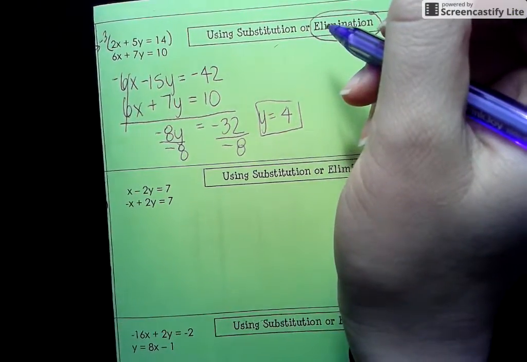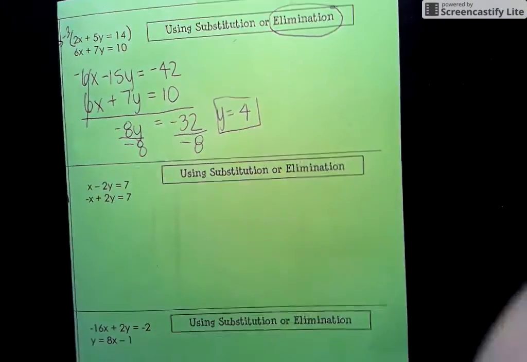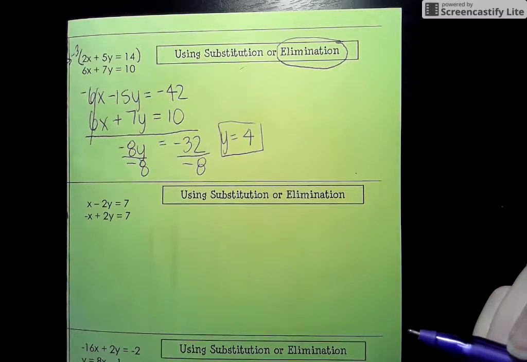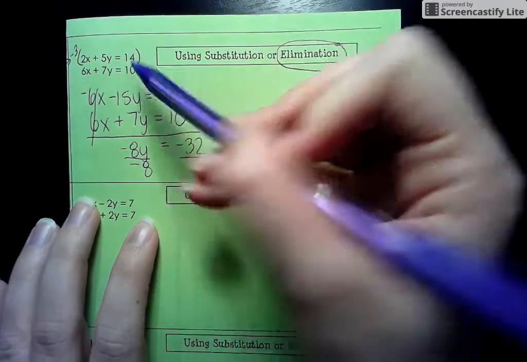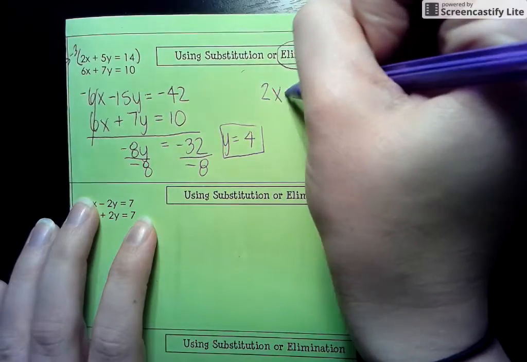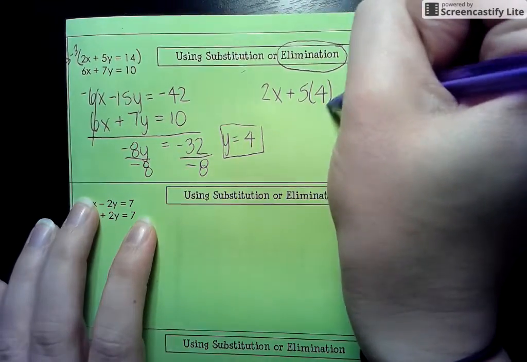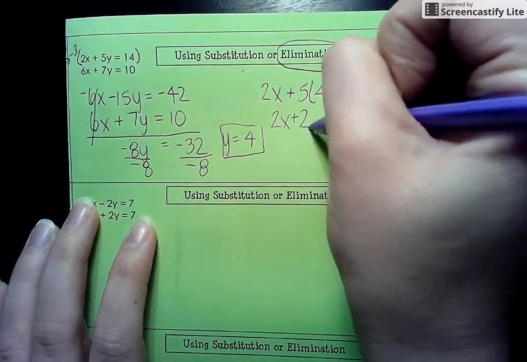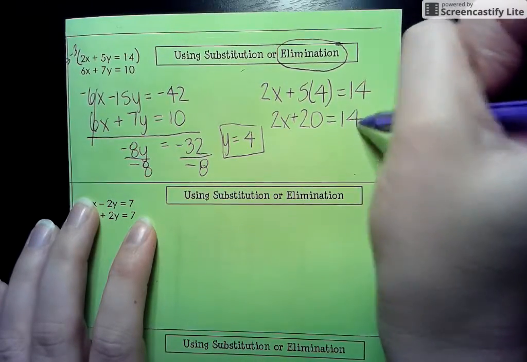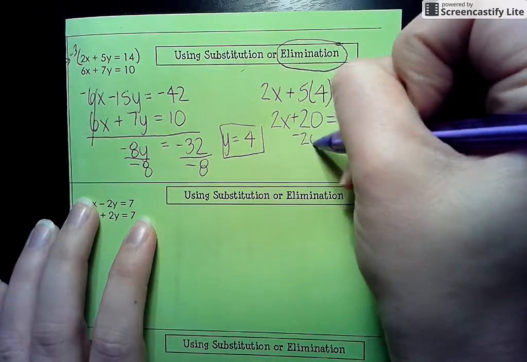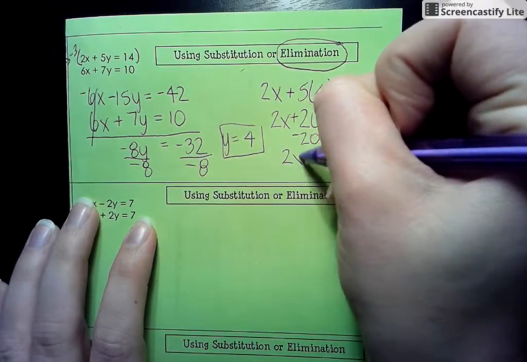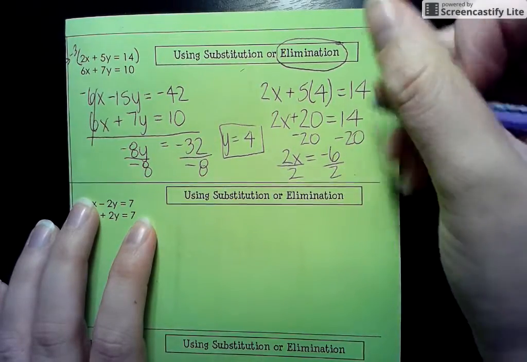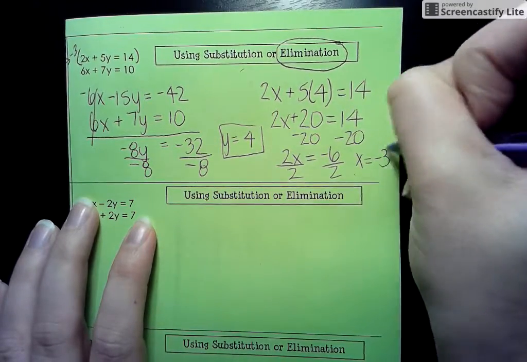From there, I'm going to take one of the equations and put 4 back in for y. I'm going to take this top equation. So I have 2x plus 5 times 4 is equal to 14. 2x plus 20 is equal to 14. I'm going to subtract 20 on both sides, so I get 2x is equal to negative 6. Divide by 2 on both sides, so I get x is equal to negative 3.